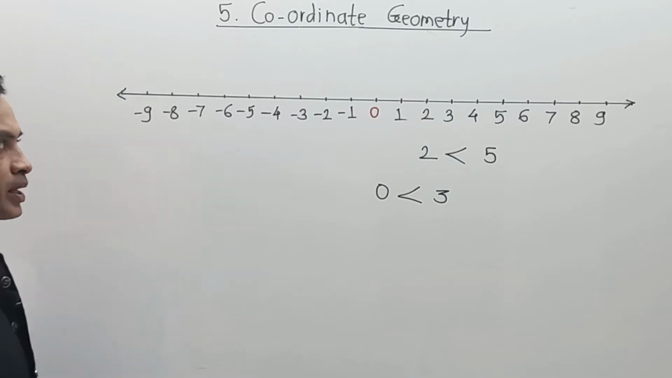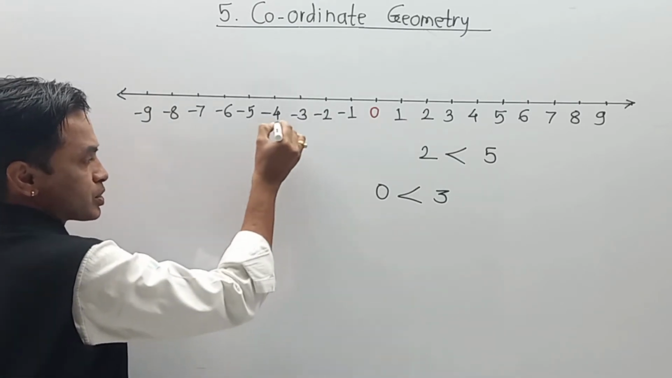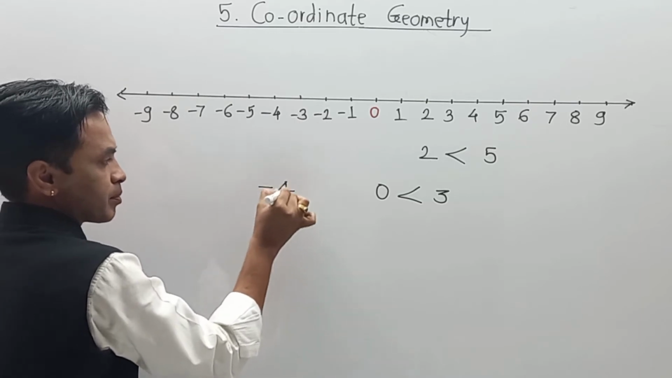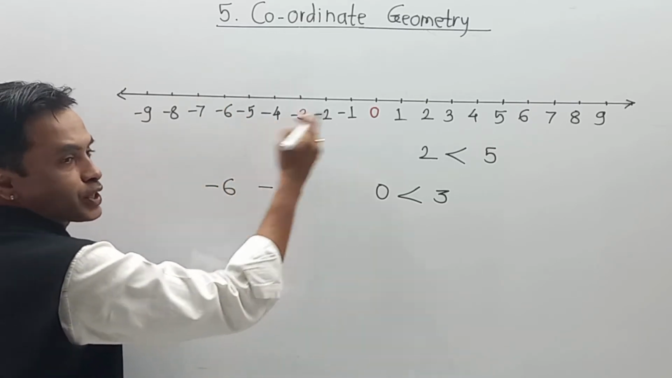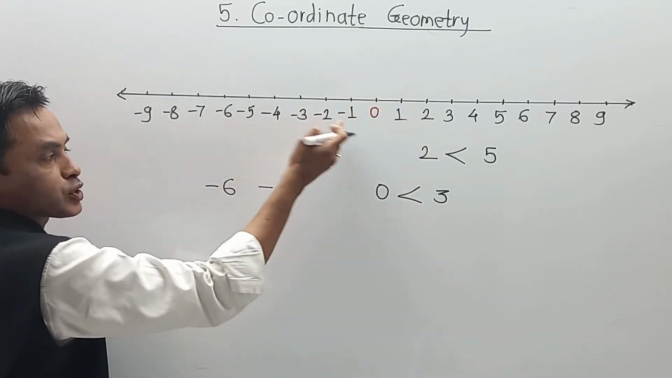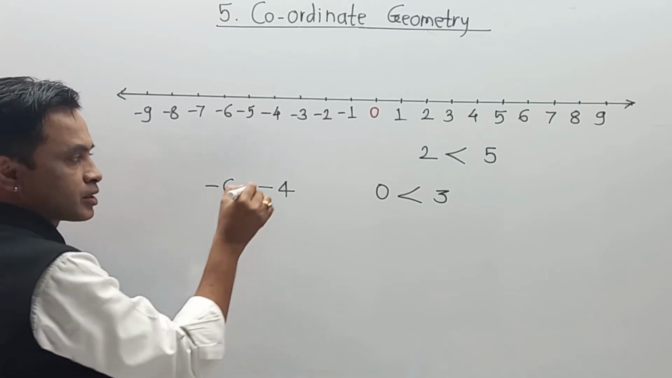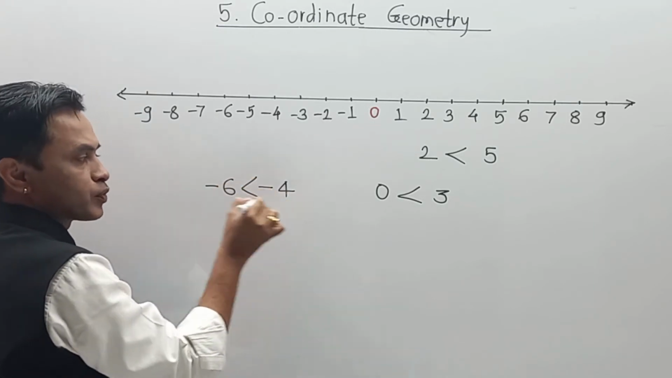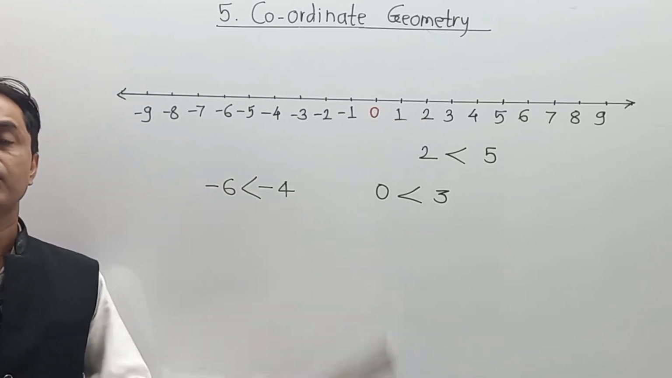All the numbers towards the right hand side are greater than the numbers towards the left hand side on the line diagram. In the same way, if I take a comparison between minus 4 and minus 6, remember minus 4 is towards the right hand side and minus 6 is towards the left hand side. So automatically minus 4 is greater than minus 6. In this way, we have to understand all the parts.